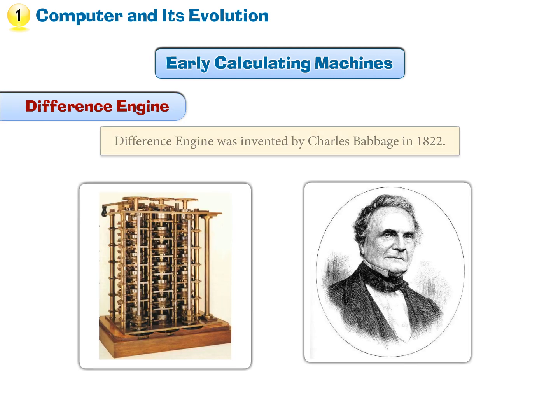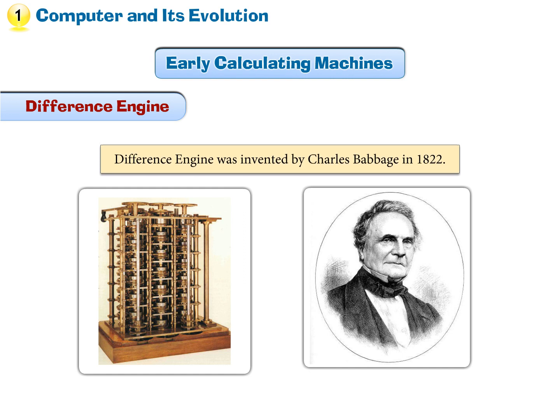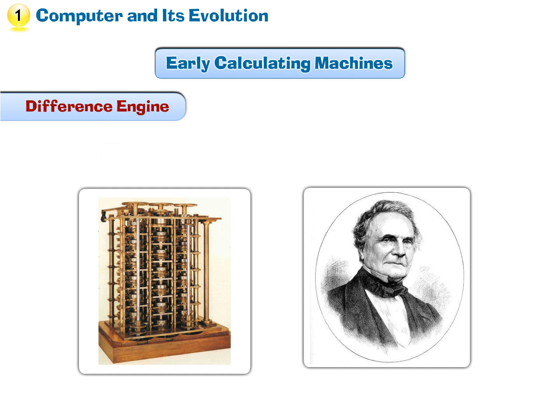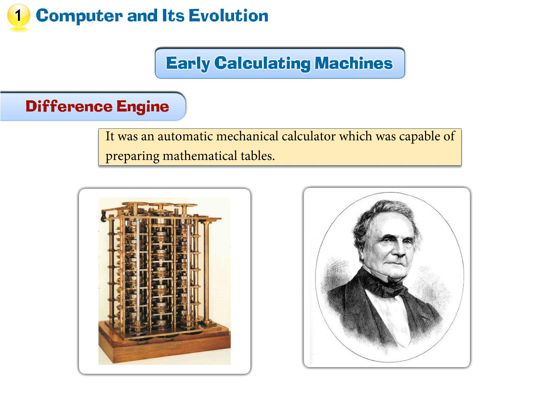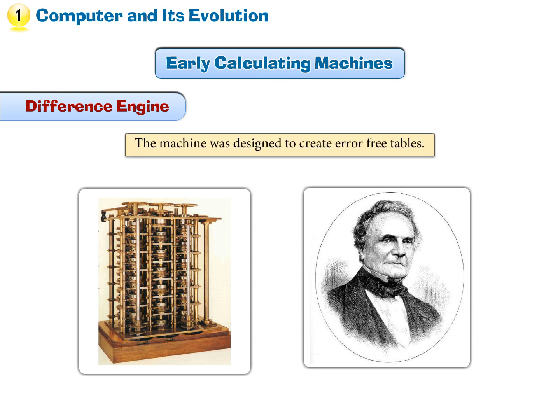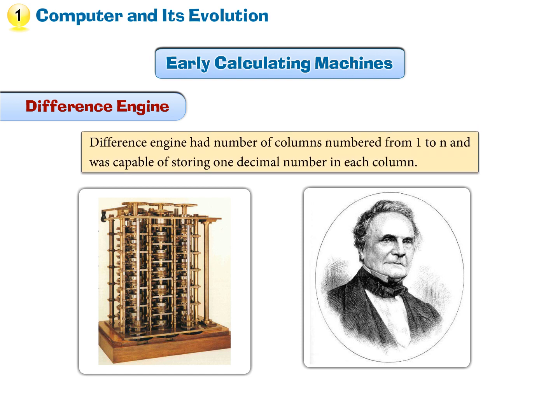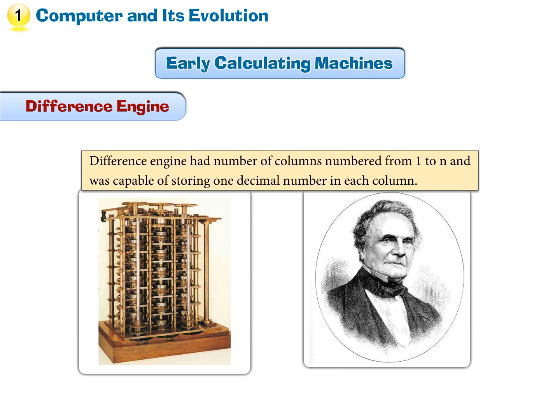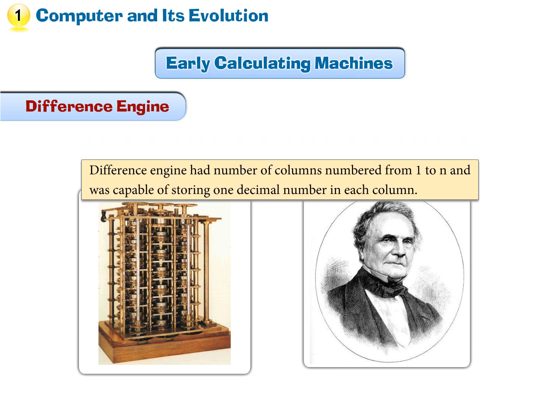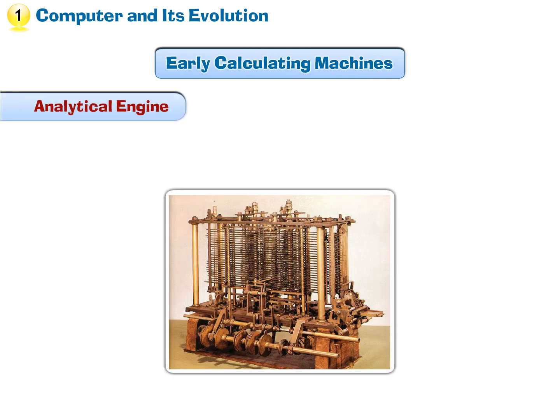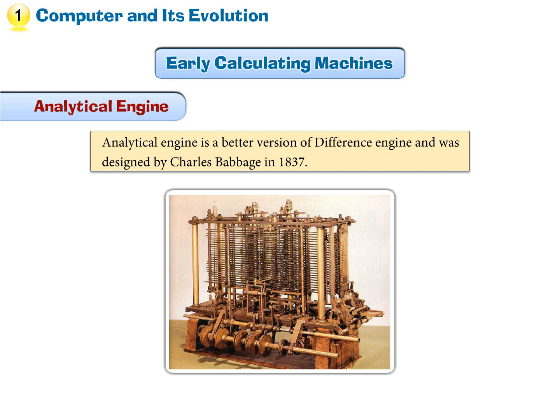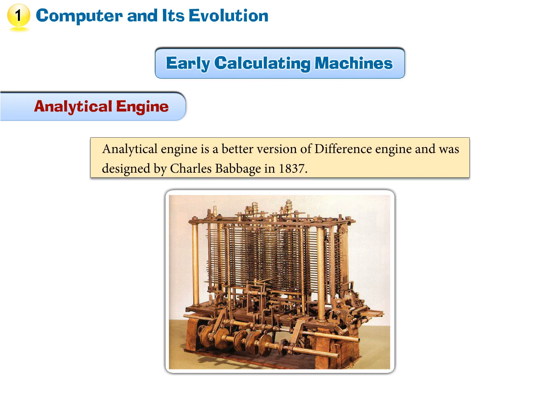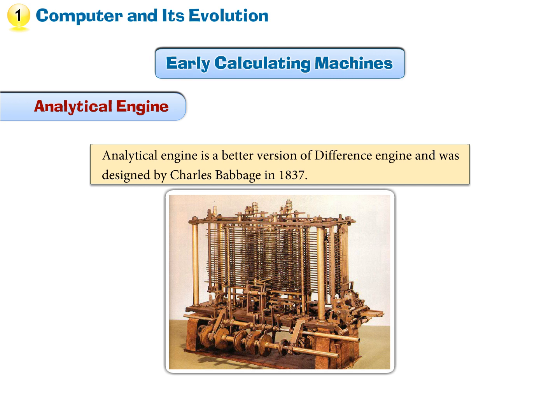Difference engine. Difference engine was invented by Charles Babbage in 1822. It was an automatic mechanical calculator which was capable of preparing mathematical tables. The machine was designed to create error-free tables. Difference engine had a number of columns numbered from 1 to n and was capable of storing one decimal number in each column.